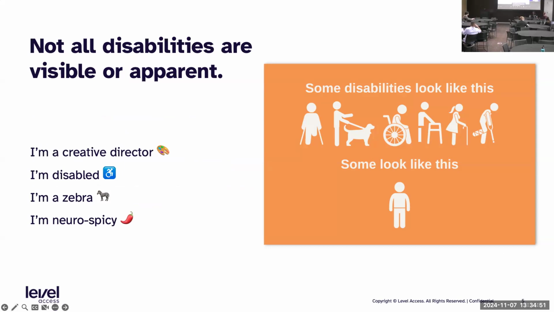And, for me, that's definitely something that I identify with. I recognize that I do not present as a person with disabilities. If you met me in passing, you would not know that I live with disabilities. I'd say I identify as disabled. I identify as a zebra. We'll talk more about that in a minute. I am neurospicy. If you're familiar with that term, it's a playful version of living with neurodiversity.